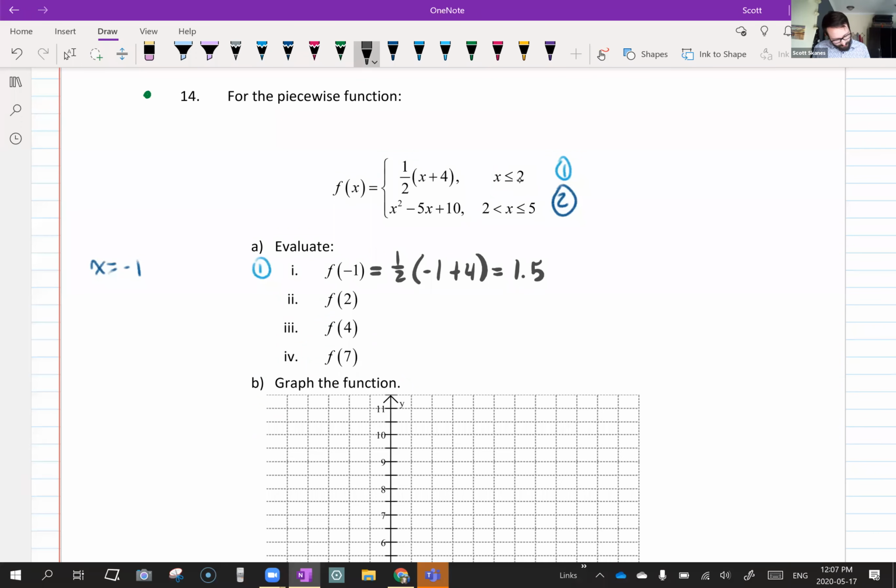See you, everybody. We're going to use this first function on this one. That would be 1 over 2, put in a 2, plus 4. It's 3. For the third one here, you're going to use the second function because it's 4. This 4 is between 2 and 5. And so we put it in. Put in 4, square it, minus 5, multiply by 4, add 10, and so on. So that's 4 squared minus 5 times 4 plus 10. It's 6. And so on.